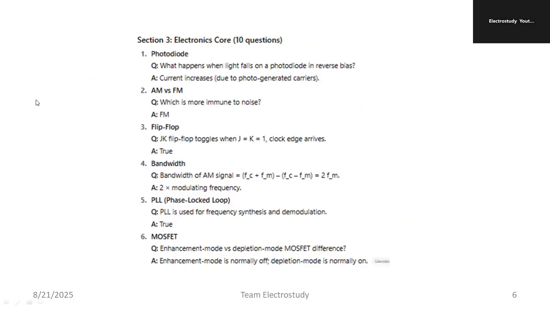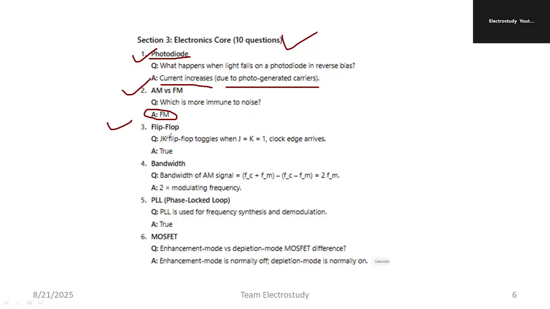So regarding the core pattern, there is core electronics. You try to study photodiode. What happens when light falls on the photodiode in reverse bias? Of course, current increases. Okay, this is due to photo-generated carriers. You might have studied in basic electronics. Similarly, amplitude modulation versus frequency modulation, which is more immune to noise? Of course, frequency modulation is immune to noise.